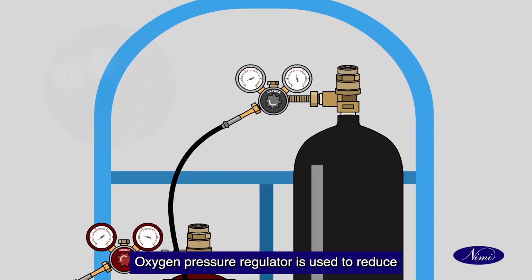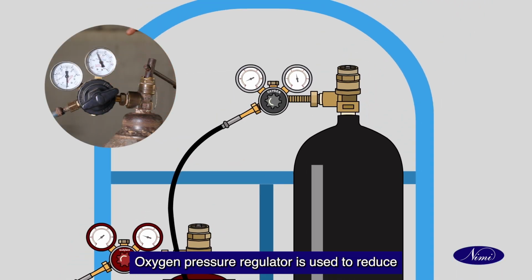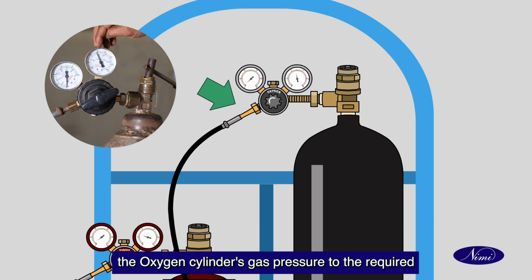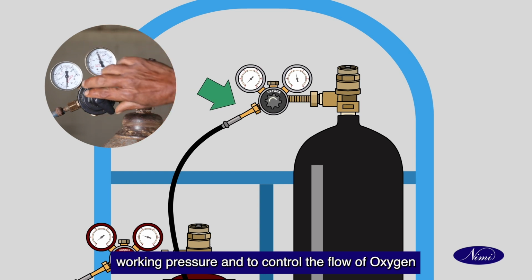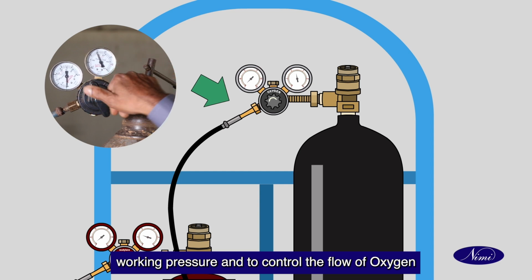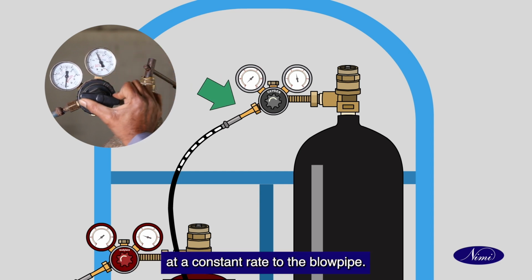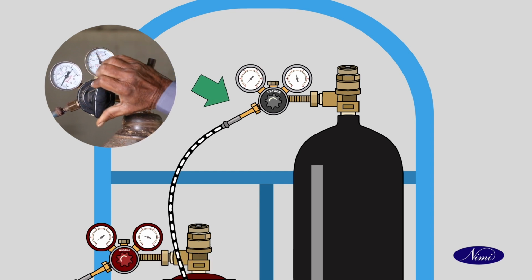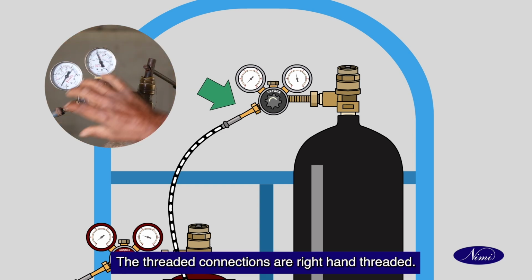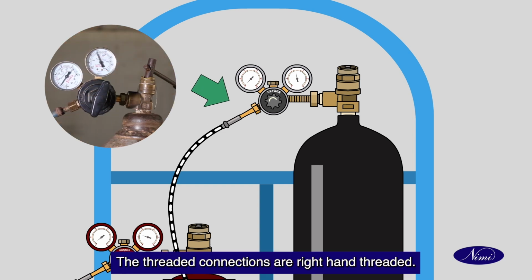Oxygen pressure regulator is used to reduce the oxygen cylinder's gas pressure to the required working pressure and to control the flow of oxygen at a constant rate to the blowpipe. The threaded connections are right-hand threaded.